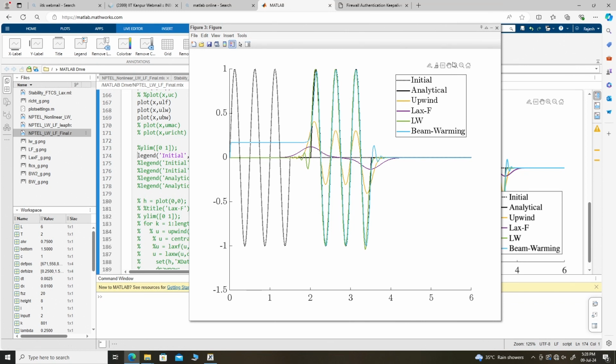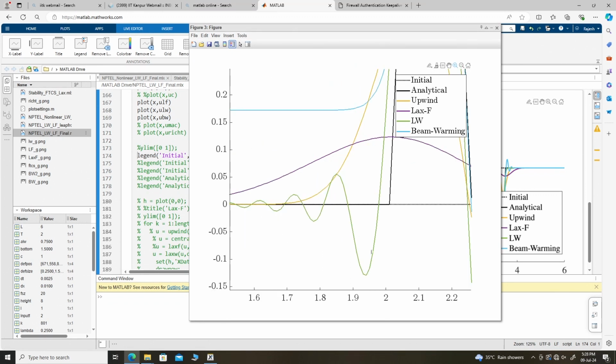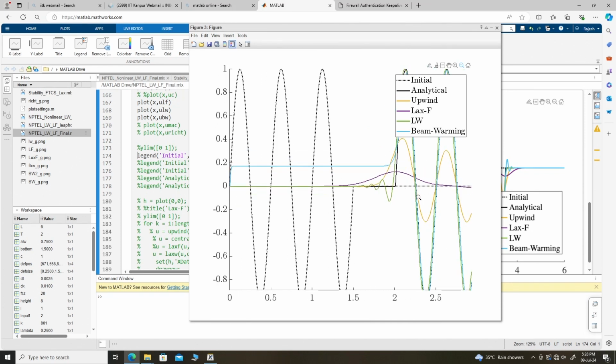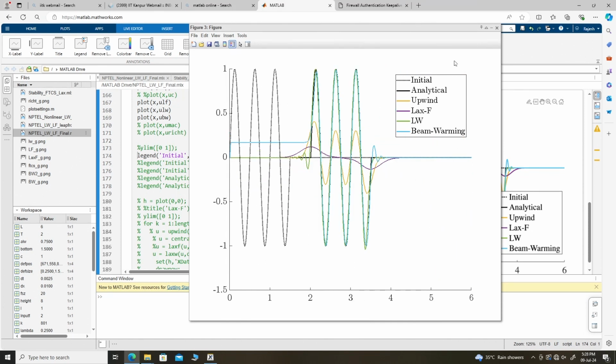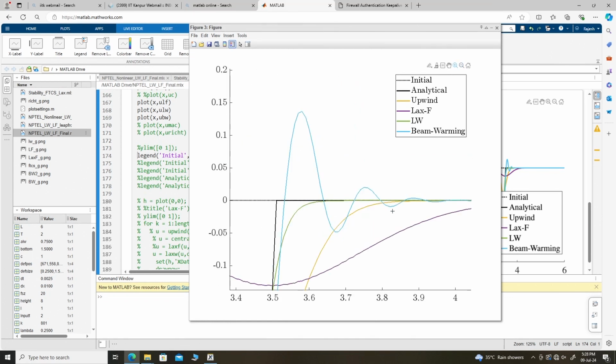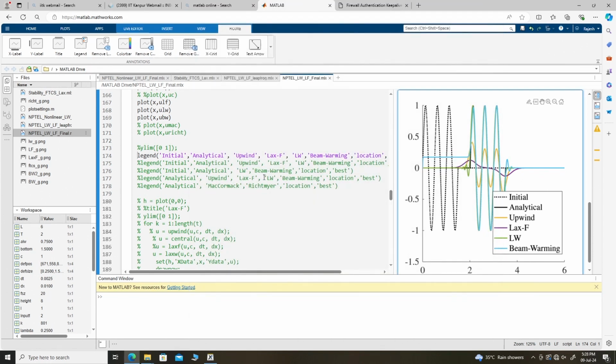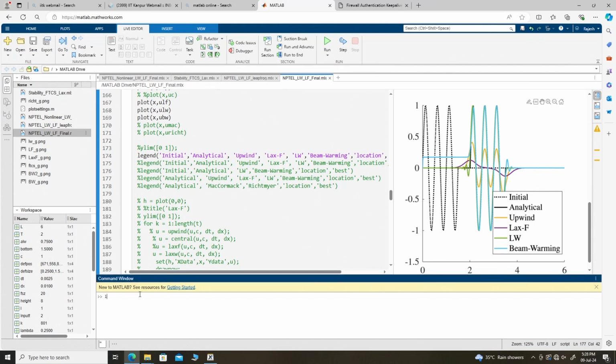The one thing you should note here is basically these wiggles. These wiggles are because of the dispersion error that we have in the Lax-Wendroff scheme. Lax-Friedrichs is completely dissipated, Beam-Warming also has some dispersion as you can see here, probably on the right side. So, this is the leading error. In the Lax-Wendroff we have the lagging error. So, this is the effect of lambda. This is lambda equal to 0.25.